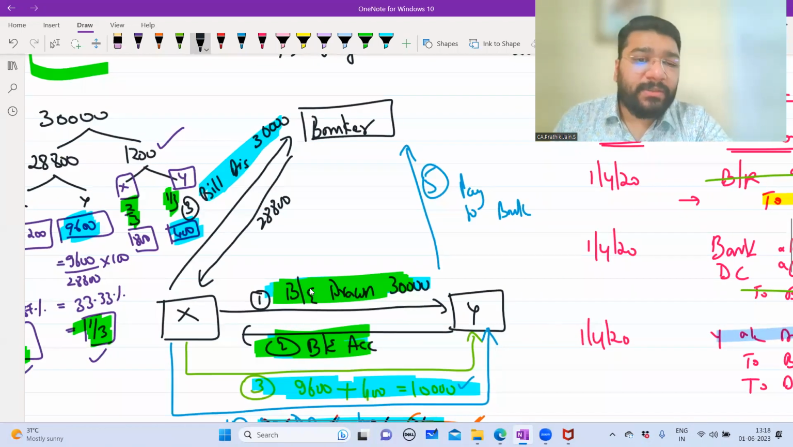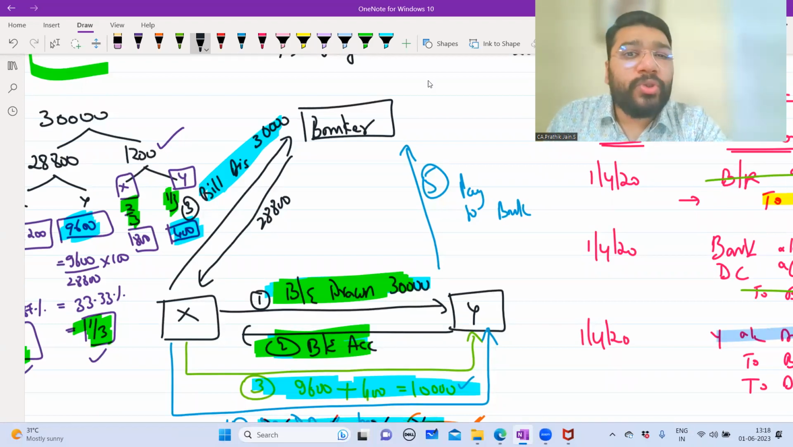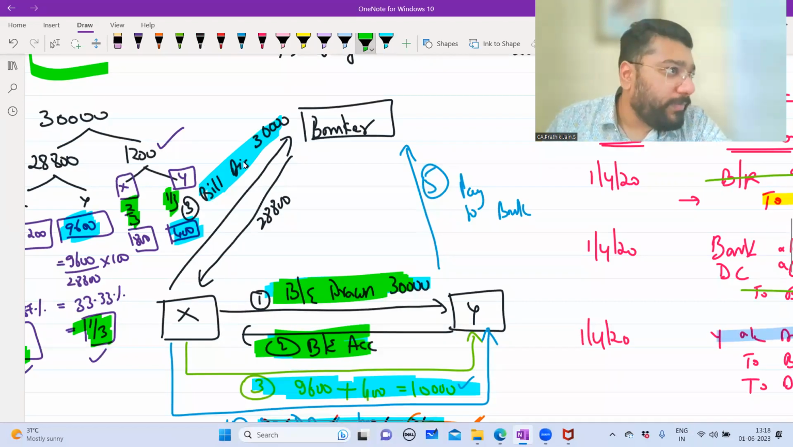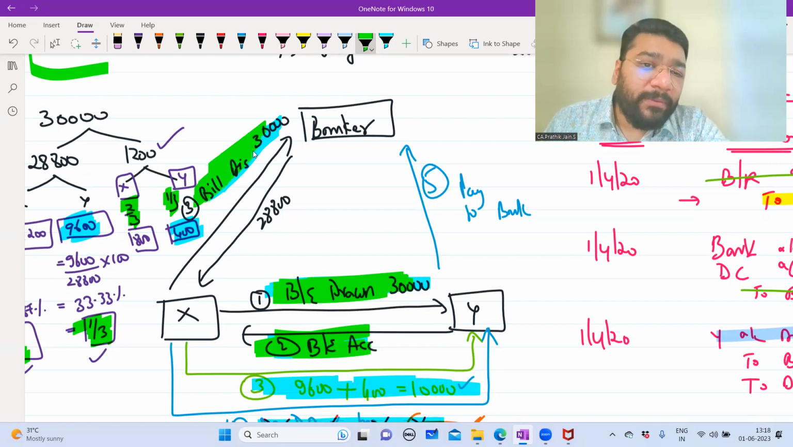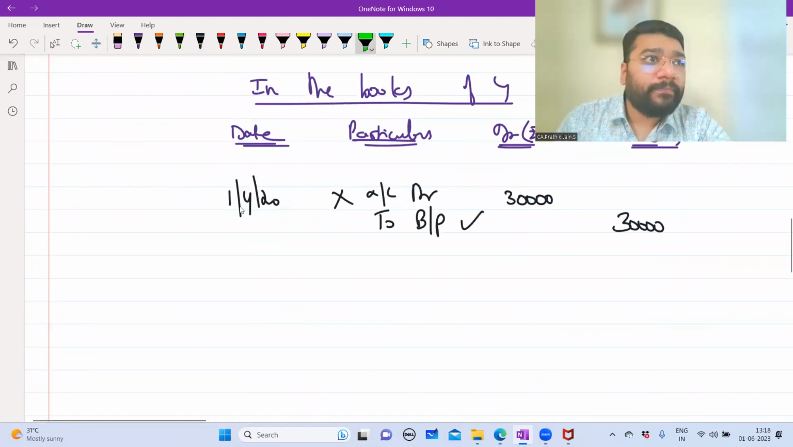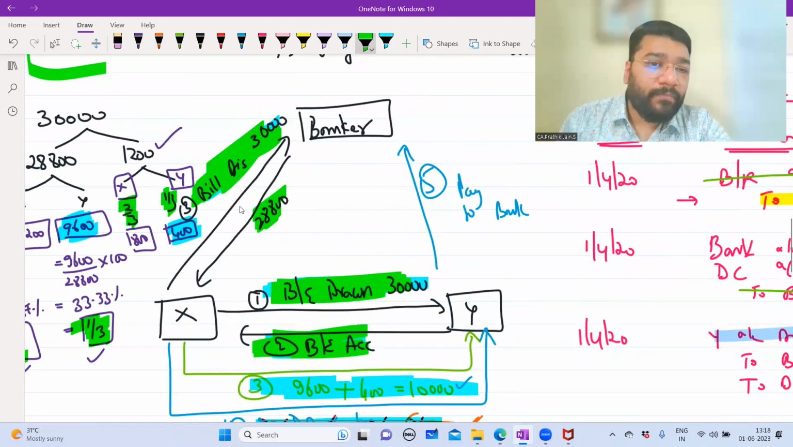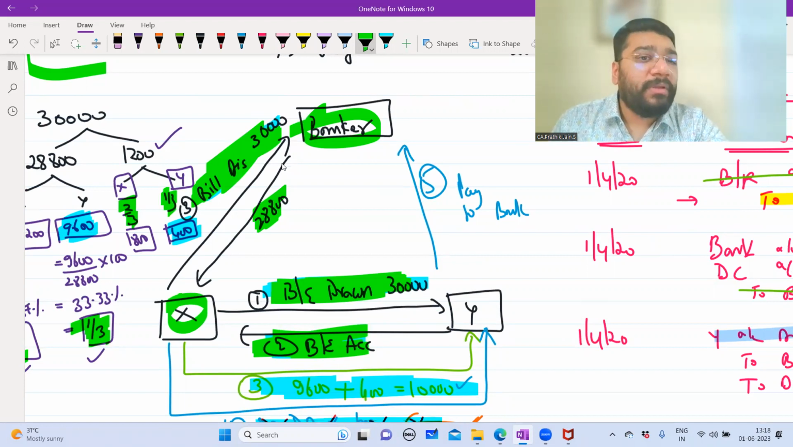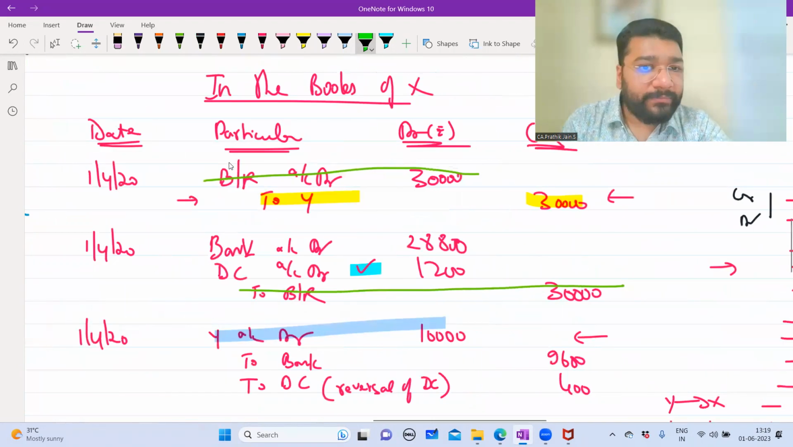Now guys, coming back. The bill which is drawn and accepted, currently who's the holder of the bill? X is the holder of the bill. So X is discounting this bill with the banker. So he's receiving how much? 28,800. Out of 30,000 he is receiving 28,800. So what is the discounting entry? This is a transaction between X and the banker. So Y will not record it. X has recorded it, and we have recorded here.